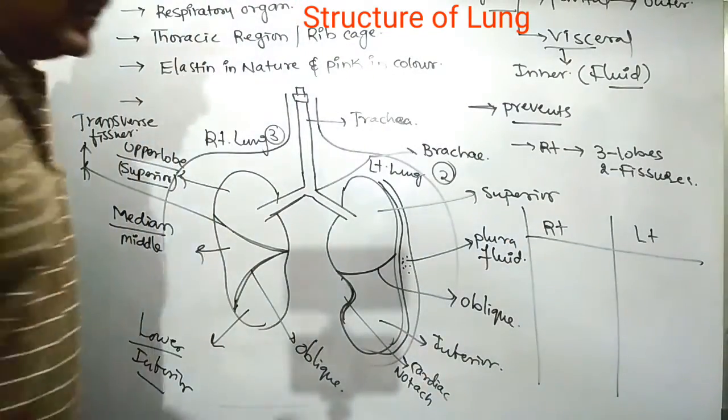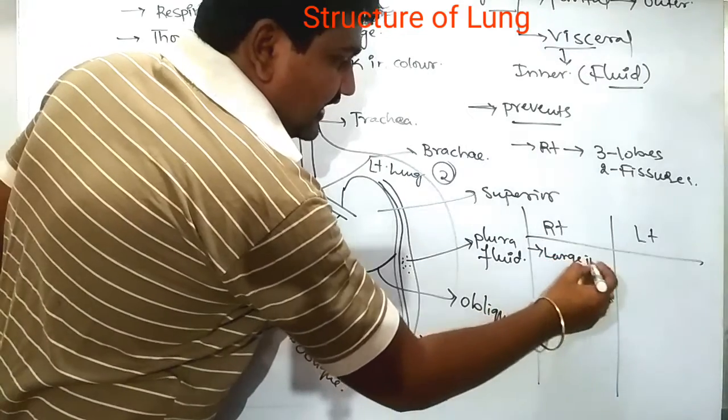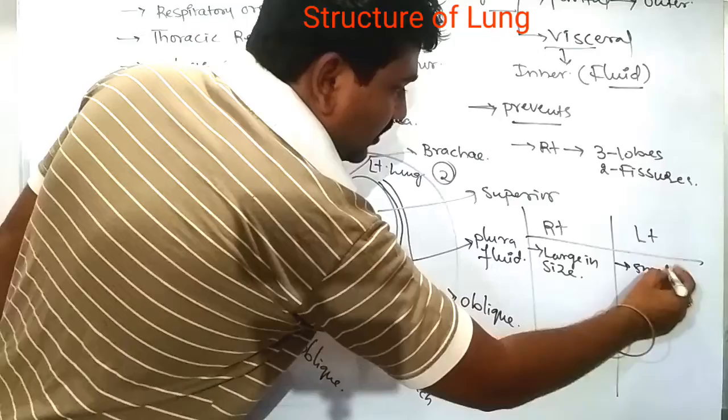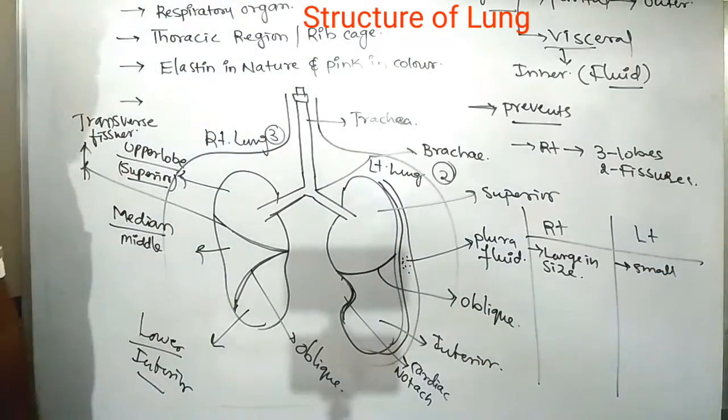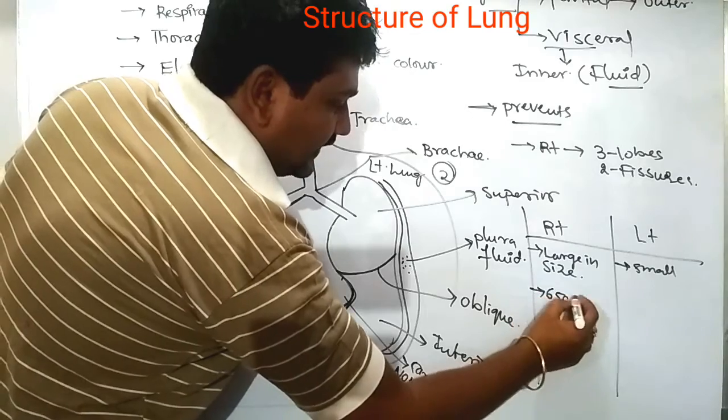What are the right and left lungs? The right lung is large in size, and the left one is small in size. Note down: the right lung is large and the left lung is small. The right lung weighs 650 grams.